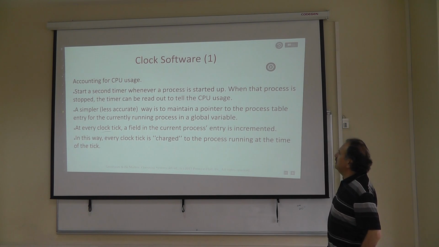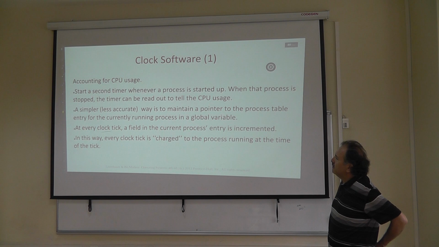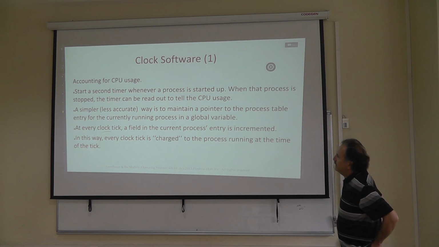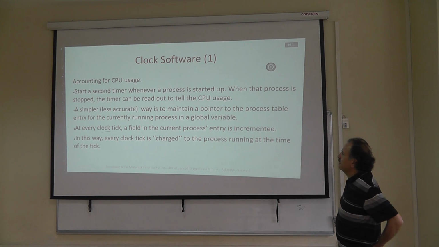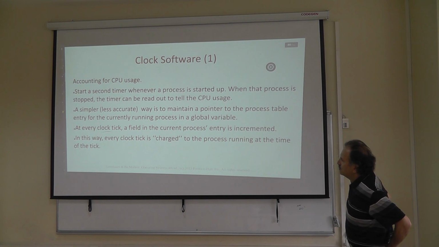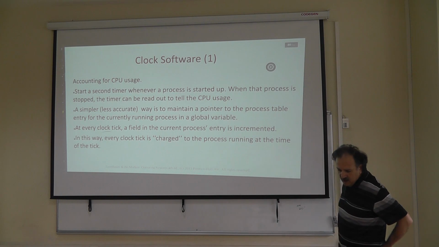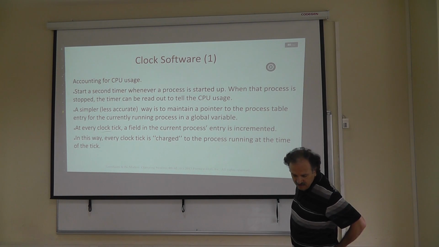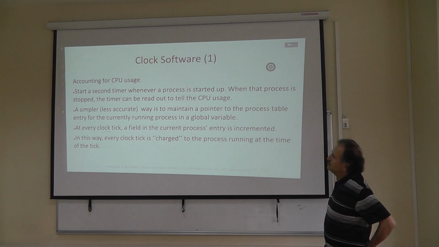A pointer to the process table. I have a pointer to the process table entry for the current running process in a global variable. That global variable will keep my CPU usage time. And at every clock tick, I increment that value by the clock tick amount. So instead of using a second timer, I do this automatically by the interrupt mechanism. I don't use any timers.